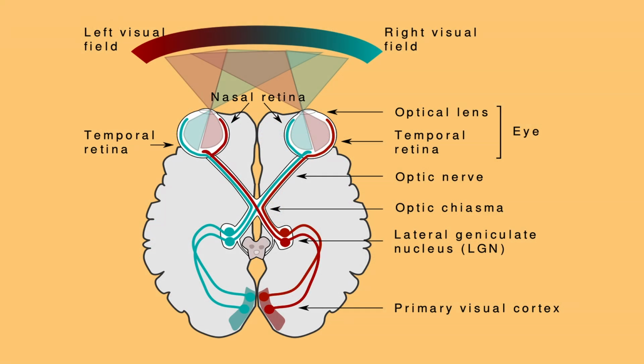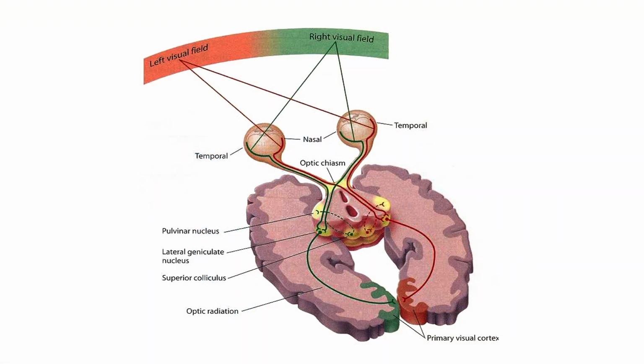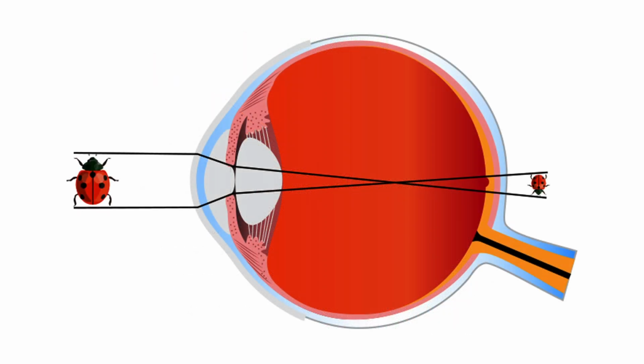The nerve fibers from the right half of each retina go to the right hemisphere, and those from the left half of each retina go to the left hemisphere. This crossing over is important because it allows visual information from a single eye to be represented in the primary visual cortex of both hemispheres of the brain.